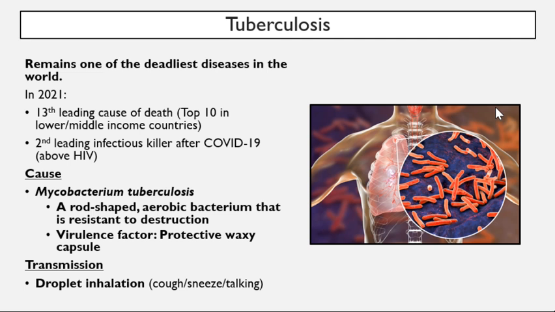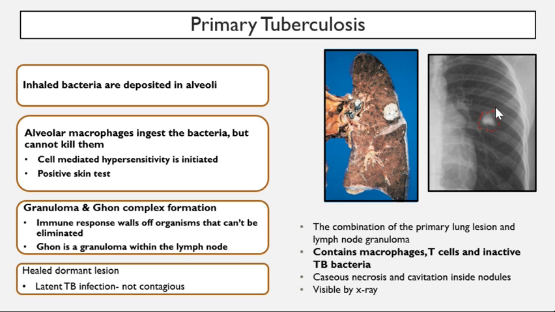The bacterium itself is a rod-shaped aerobic bacterium that is resistant to destruction because of this protective waxy capsule made of mycolic acids. So it's a really devastating disease. It transmits through droplet inhalation, just like the flu, through coughing, sneezing and talking. This is another thing that went down during COVID times, because a lot of people were wearing masks.